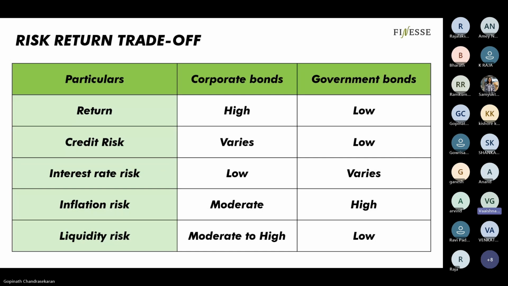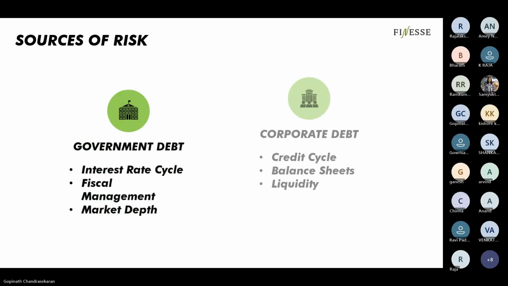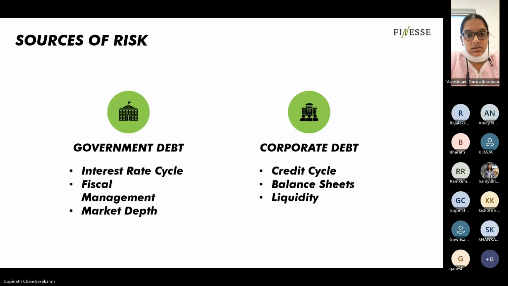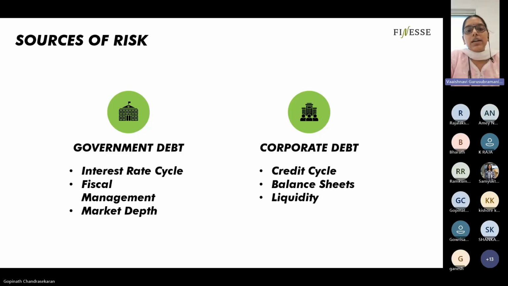So now that we've seen the risks that the two securities entail, we'll discuss the sources of these two risks. So next slide, please. So when we look at the government securities and corporate bonds, they all come with their own risks. And now we look at the sources of these two risks.